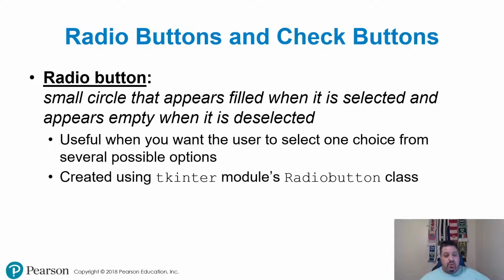But a radio button, what is a radio button? Well, it's a little circle that appears usually in a group. And when you click one, only that one can be clicked on, not multiple. And if you click on a different one, then the first one you clicked on gets unclicked and plugged back in again. Why are they called radio buttons?